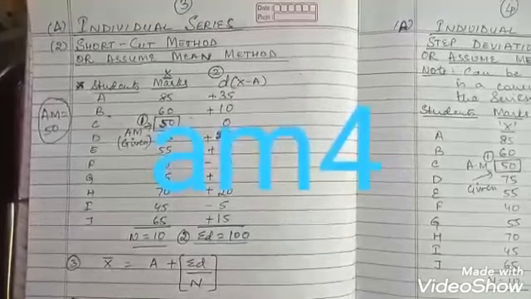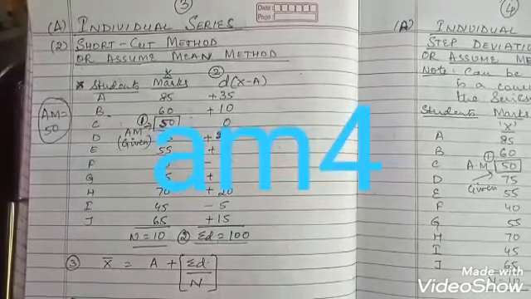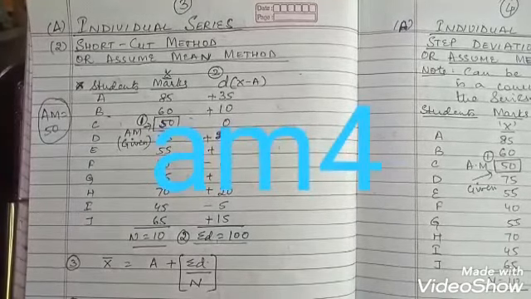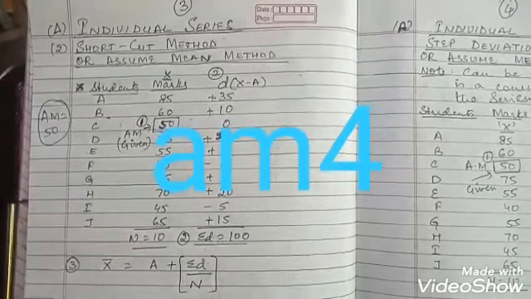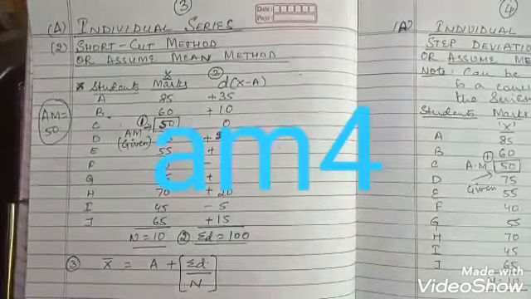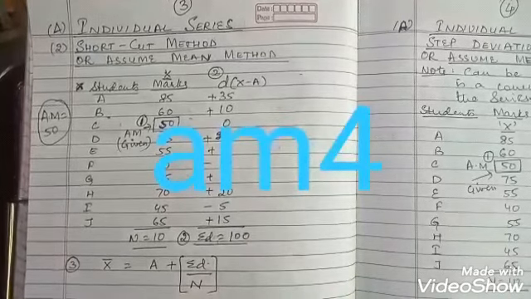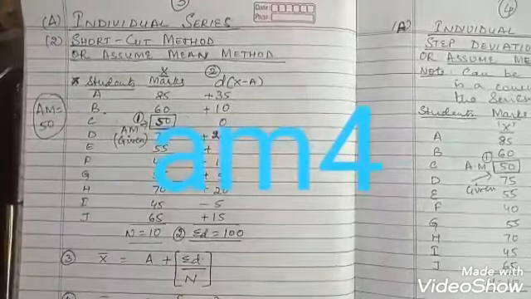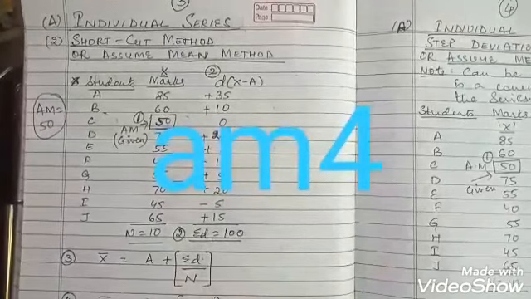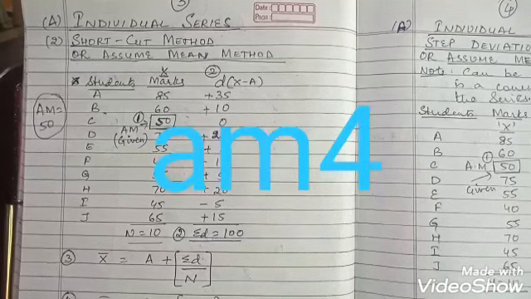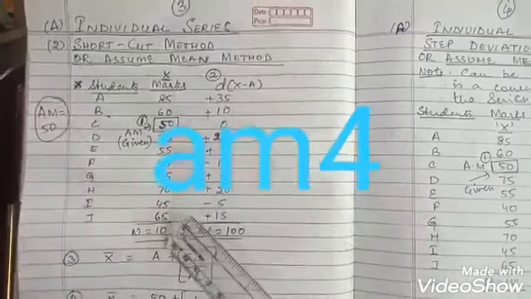The second method under individual series is shortcut method, जिसको हम assume mean method भी कहते हैं. So I repeat, the first method was direct method or actual mean method. And the second method is shortcut method or assumed mean method. Now here I take the same sum again. I've given you marks. The marks are given as 85, etc. So you have these as marks.